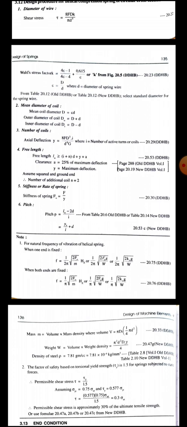For the natural frequency of helical springs, when one end is fixed, f is 1 by 2 pi square root of k upon m. When both ends are fixed, f is 1 by pi square root of k upon m. These are equations 20.75 and 20.76. When the density of steel wire has to be considered, the volume V equals pi D I times 1 by 4 pi d square. Weight is volume into weight density, pi square d square D I gamma upon 4, 20.47.